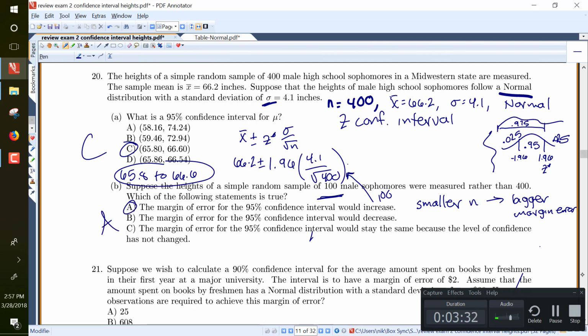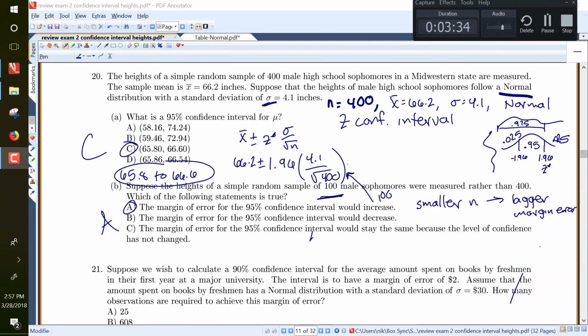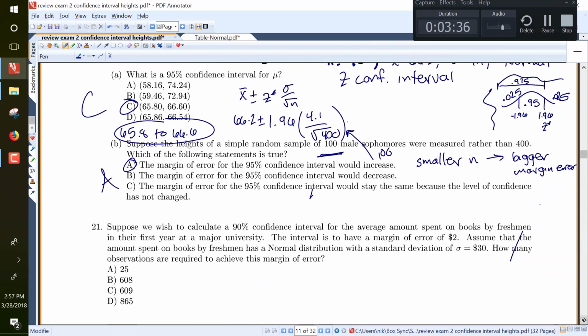And then we also had a question on 21. Suppose we wish to calculate a 90% confidence interval for the average amount spent on books by freshmen. The interval is to have a margin of error of 2. Assume that the amount spent has a normal distribution, so that means we can use our formulas, with a standard deviation of 30. How many observations are required to achieve this margin of error?